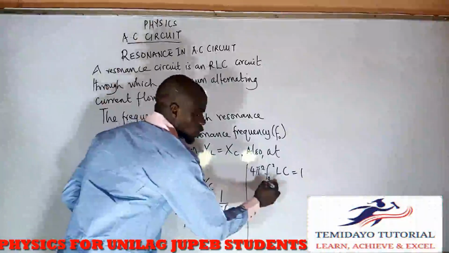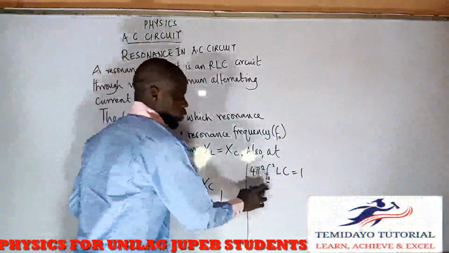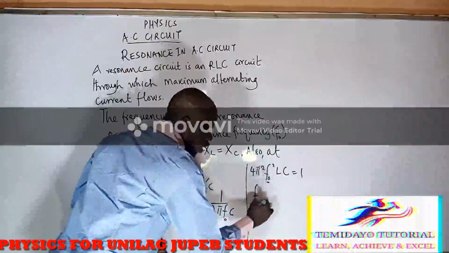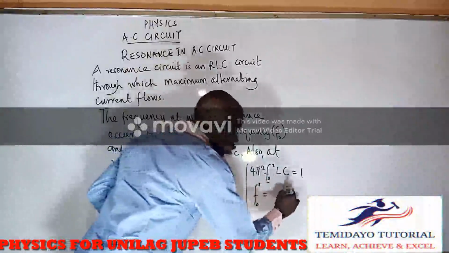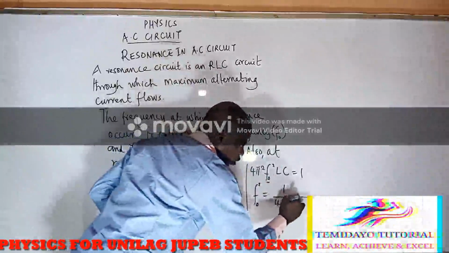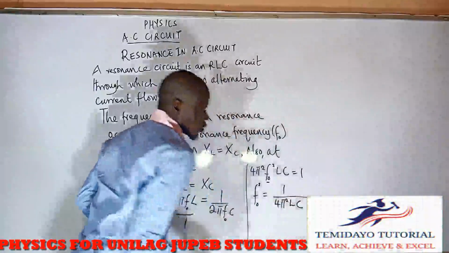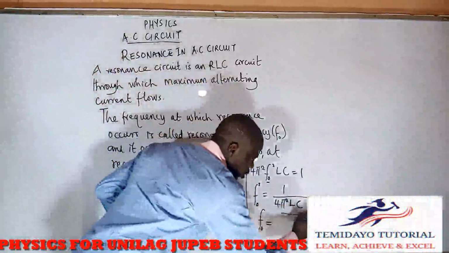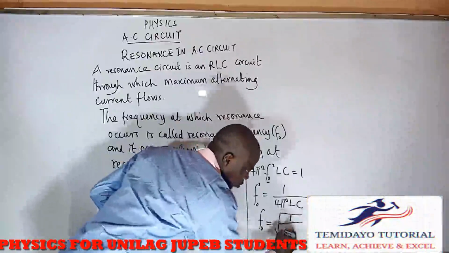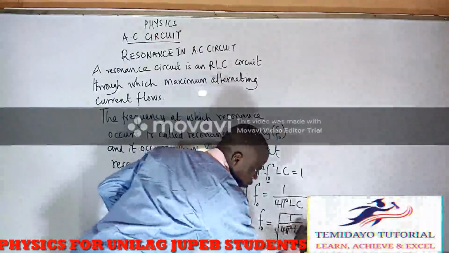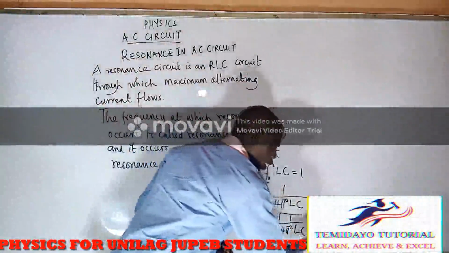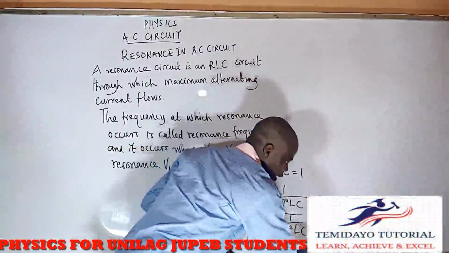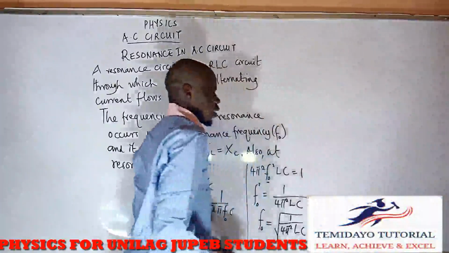So you need f naught in this equation. For us to make f naught the subject of the formula, you divide both sides by 4 pi square LC. In that case, you're having your f naught square equal to 1 over 4 pi square LC. So what is now your resonant frequency? Our resonant frequency f naught is now going to be the square root of 1 over 4 pi square LC. Now the square root of 1 is 1, over the square root of 4, which is 2, the square root of pi square is pi, then the square root of LC remains the way it is.